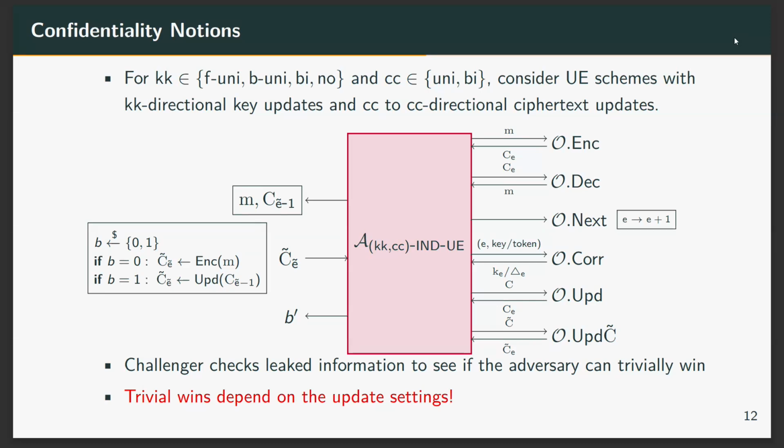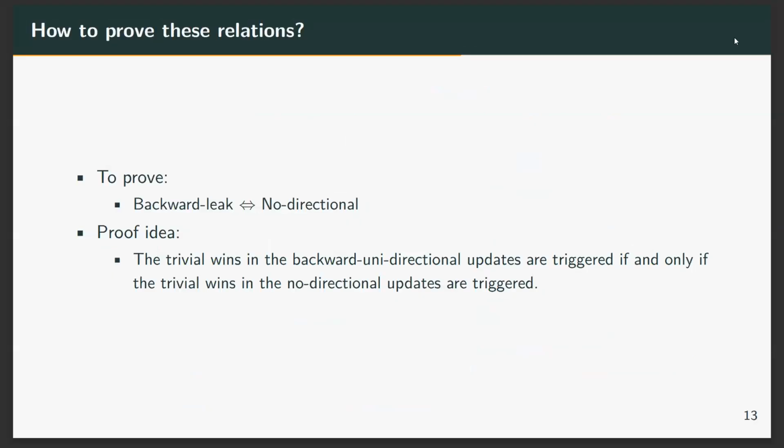So what makes the difference between backward leak UE or no directional UE is the trivial win conditions. It defines a set of trivial win conditions. To show that two notions are equivalent, basically we need to show that these two sets of trivial win events imply each other. They are equivalent to each other. Okay, that's the main idea. In our paper, we do a detailed analysis of it, so I'm not going to show it here.